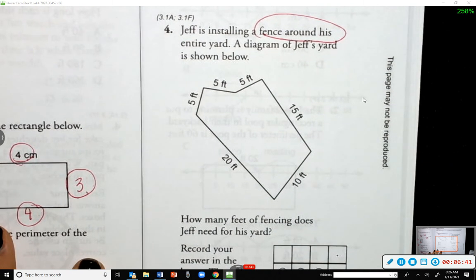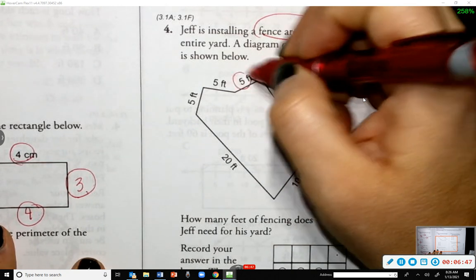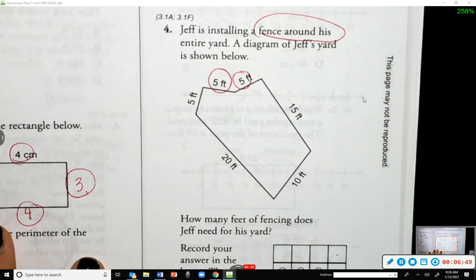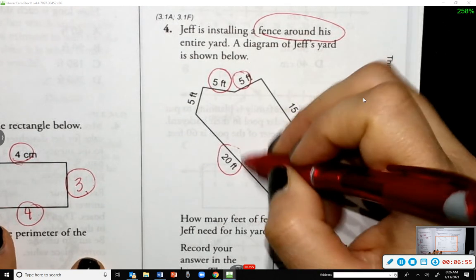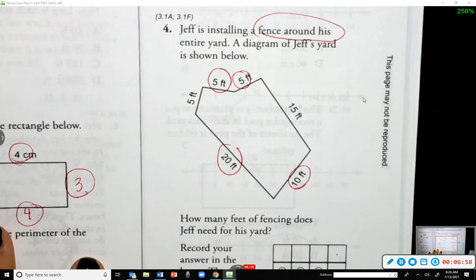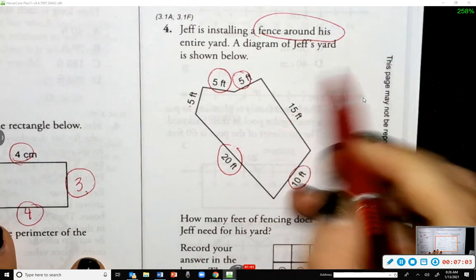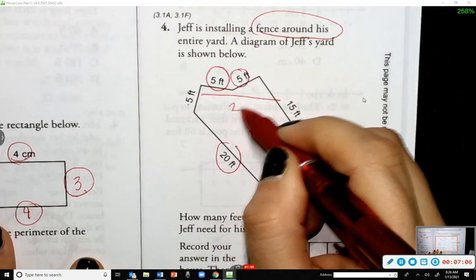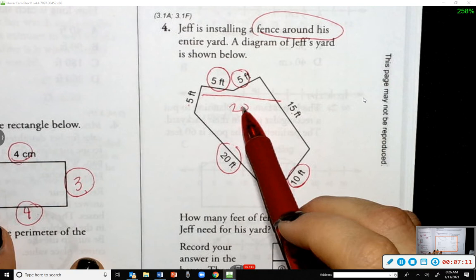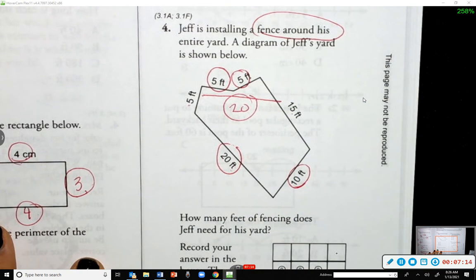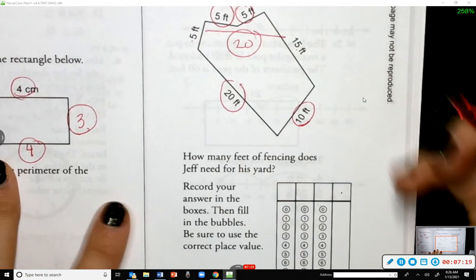Okay, so we just add up all these numbers. I'm going to start with 5 plus 5. What does that equal? 10. Plus another 10. 20 plus 20. 40. And I'm going to now combine 5 and 15. What does 5 plus 15 equal? 20. Okay, so now I have 40. I stopped here and said 40. So what's 40 plus 20? 60. Good. So we did some mental math there. Didn't have to add all these up. I did it in my head.